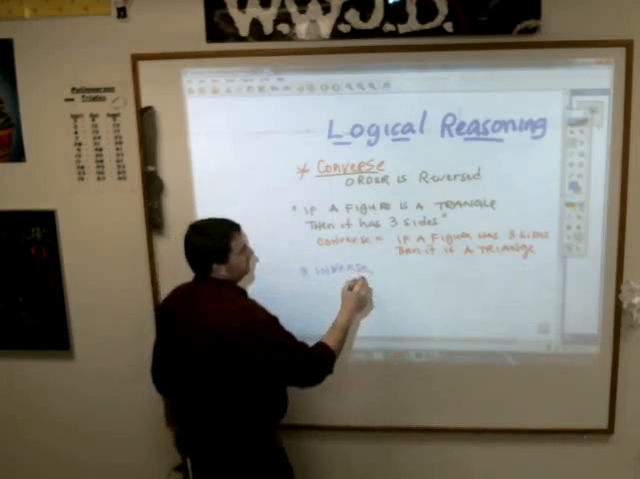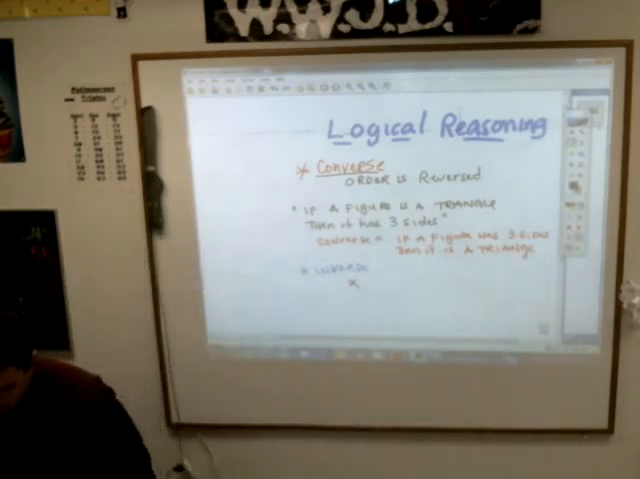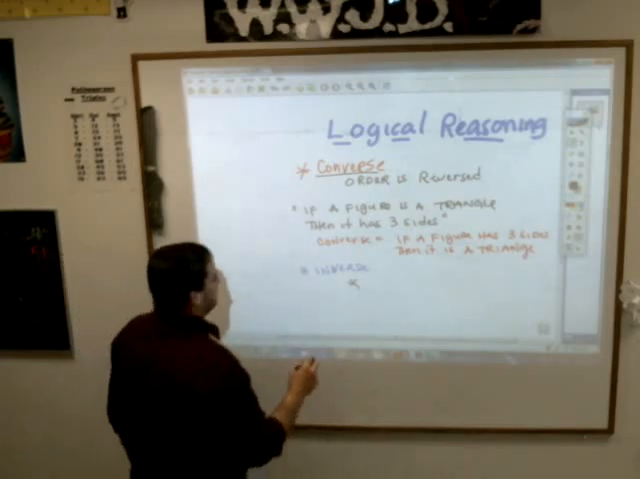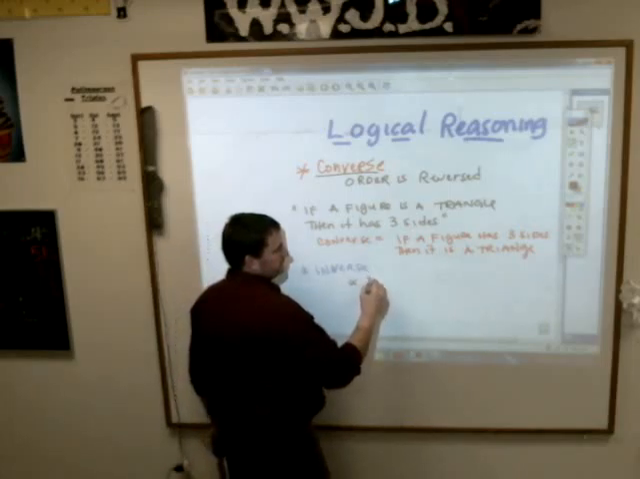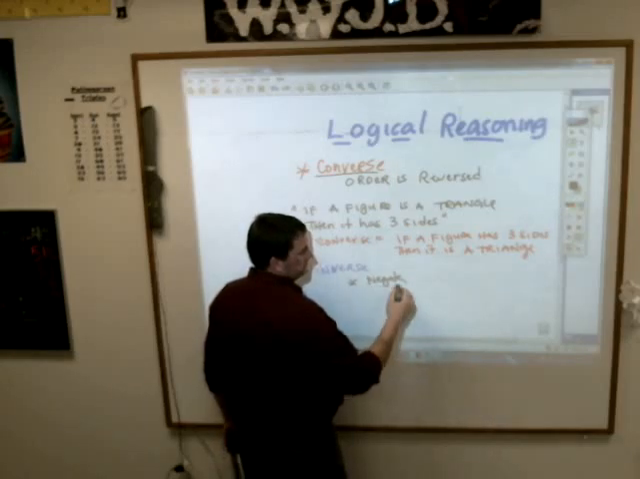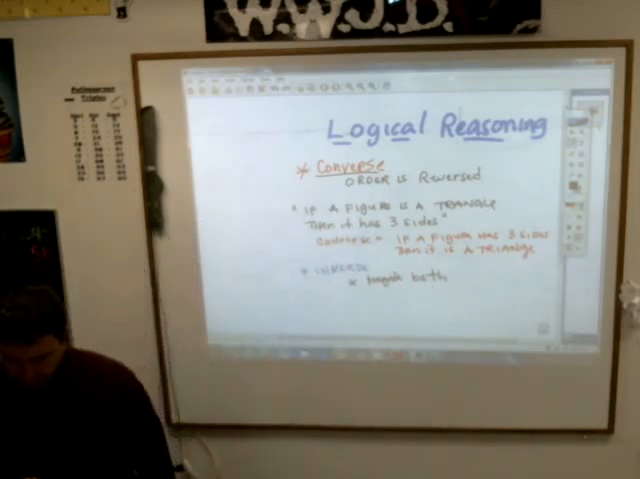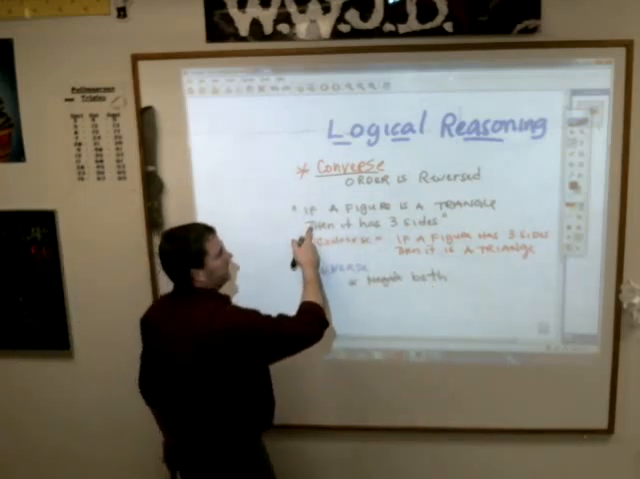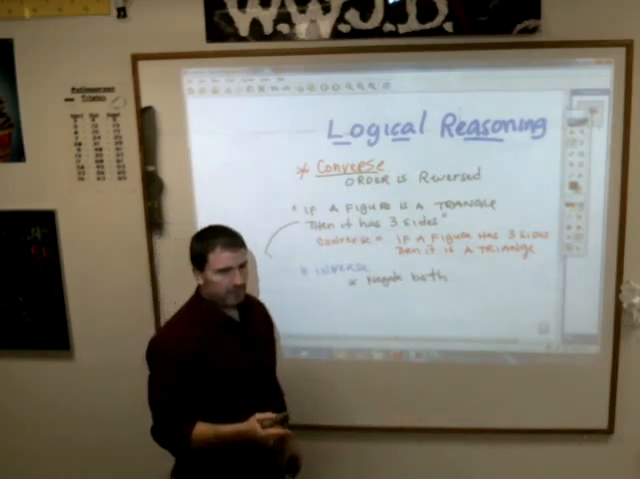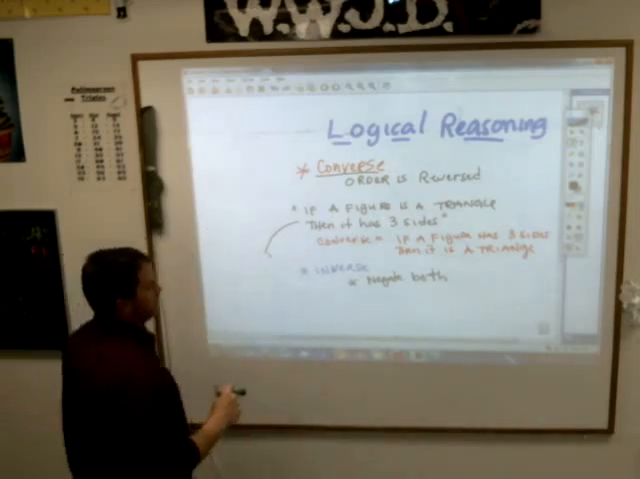The inverse of something is when you negate both the hypothesis and the conclusion. It means make its opposite. In other words, of the statement we just made, if a figure is a triangle, then it has 3 sides, the negation of that would be if a figure is not a triangle, then it does not have 3 sides.